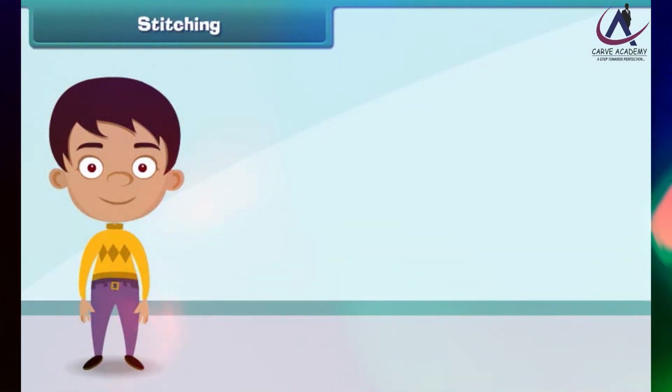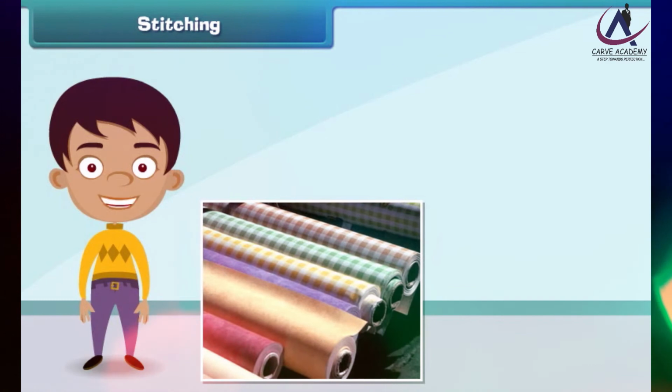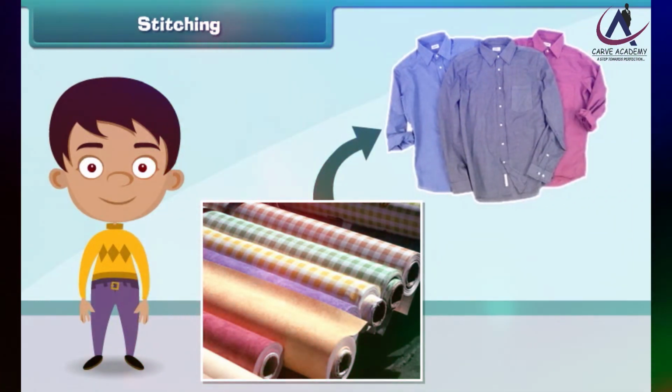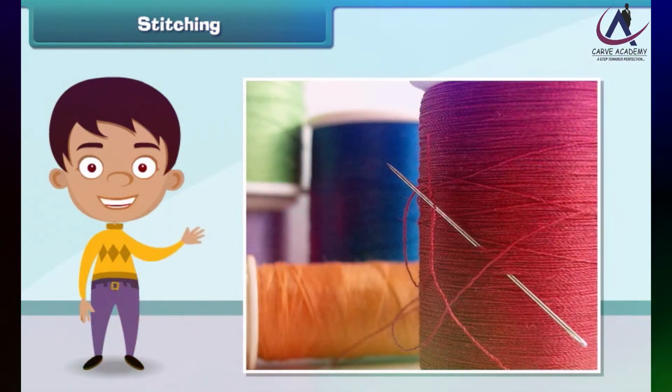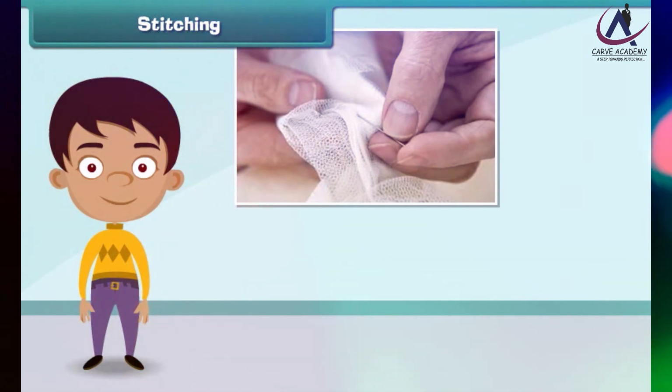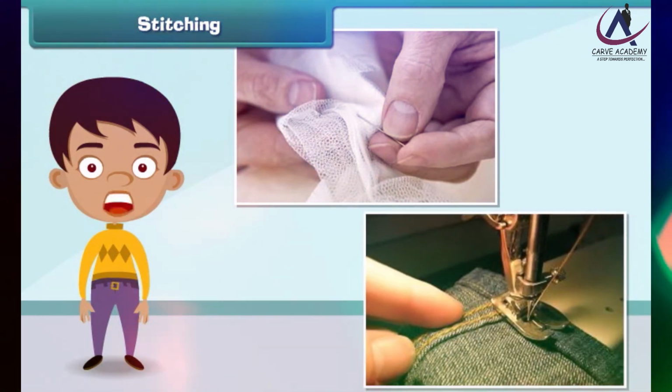Stitching. Stitching is the process by which fabrics are converted into clothes. It involves sewing a fabric with needle and thread. In olden days, stitching was done with hands, but nowadays stitching is done with machines.